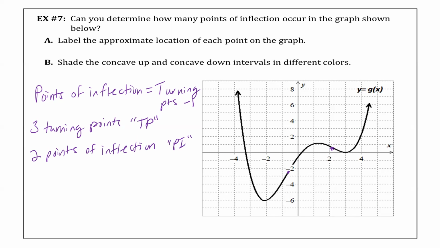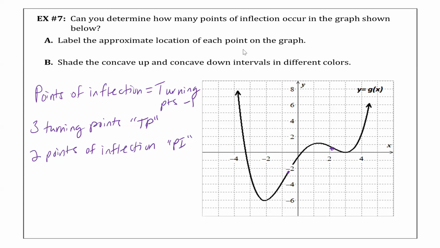All right. Can you find them? Yeah. All right, go for it. 90 seconds. Find my 2 PIs. Wait, I said it wrong.